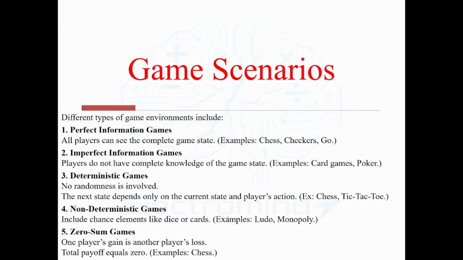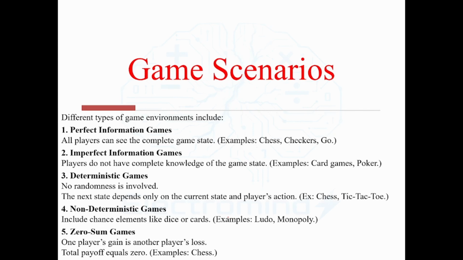If you look at game scenarios, there are different types of game environments available. We can classify the game environments into five categories. First is the perfect information games, where all the players can see the complete game state, for example chess, checkers, and Go. Next is the imperfect information game, where the players may not have complete knowledge about the game. For example, in card games or poker, they may not know what cards the opponent has in hand.